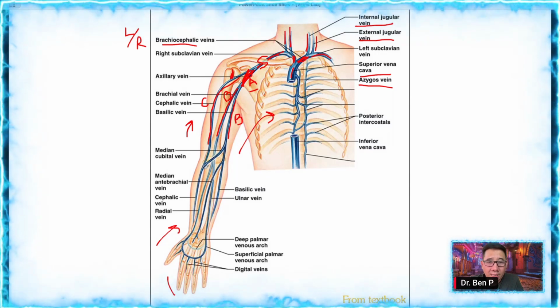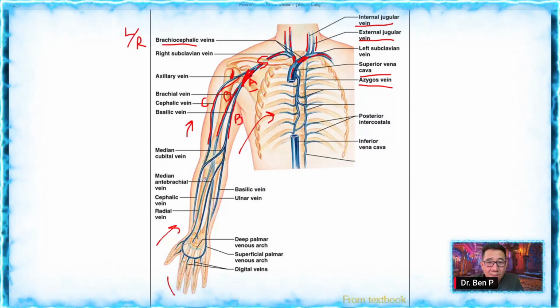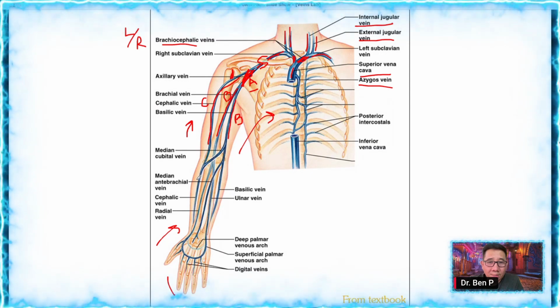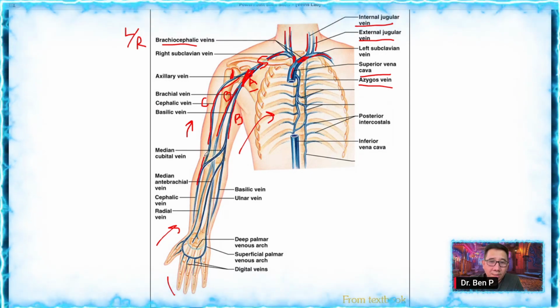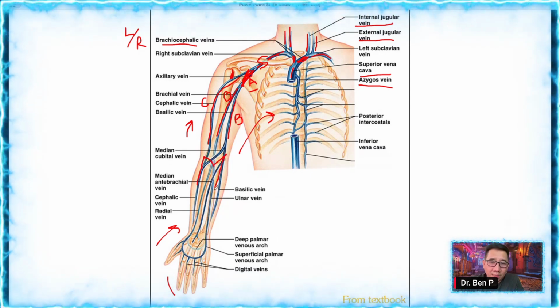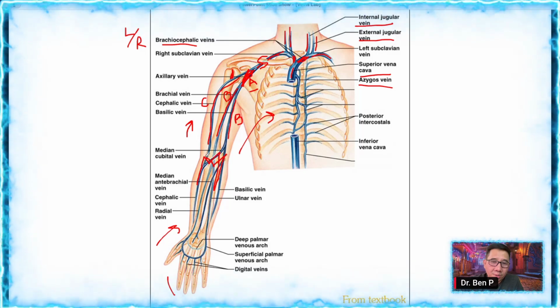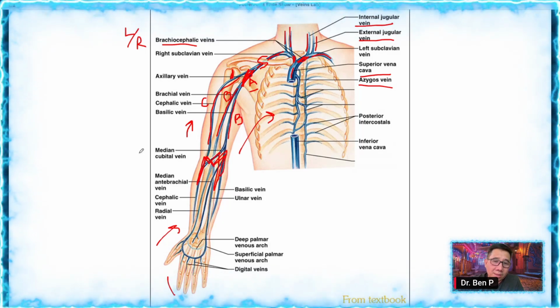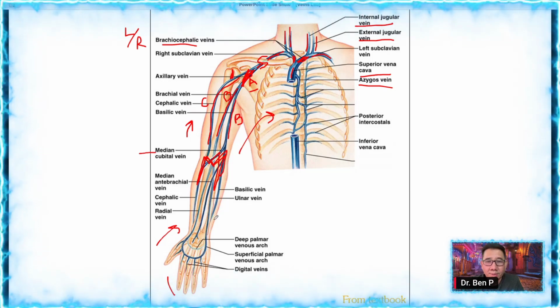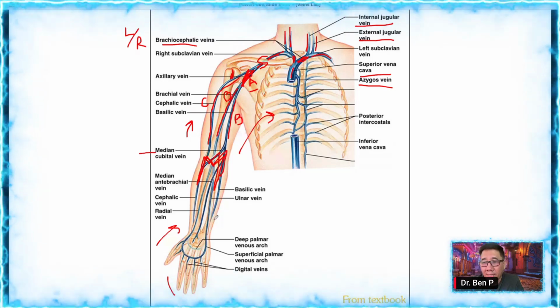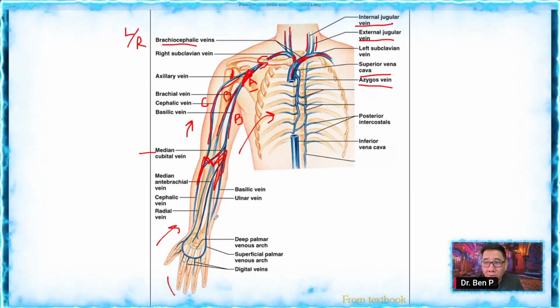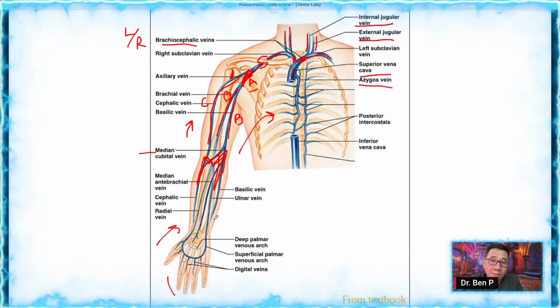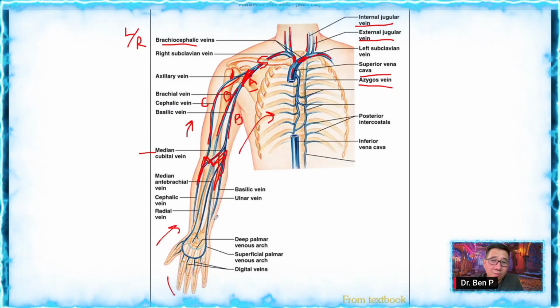So know that. You also have the median cubital vein. The median cubital is going to look like a little M. So M for median cubital. Just look for an M. There's an M right here. So this M is called the median cubital vein. And that's pretty much all you need to know for the upper body.